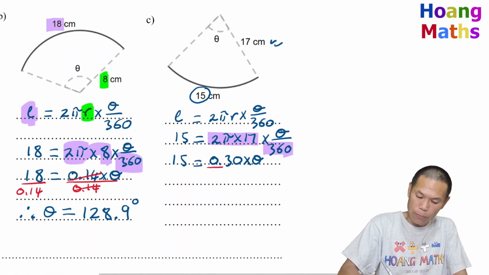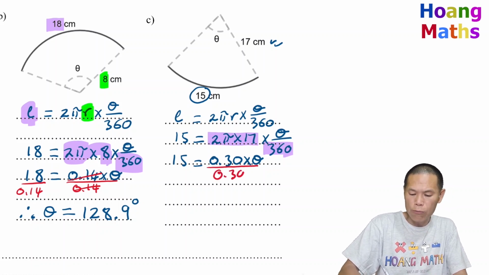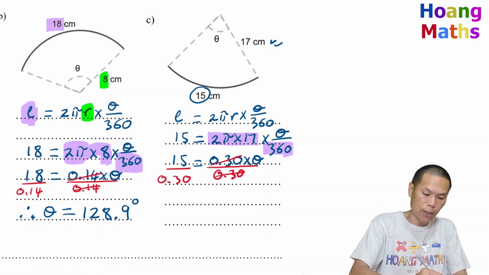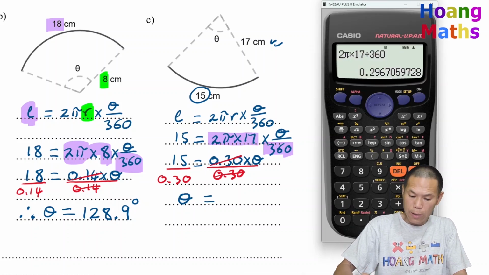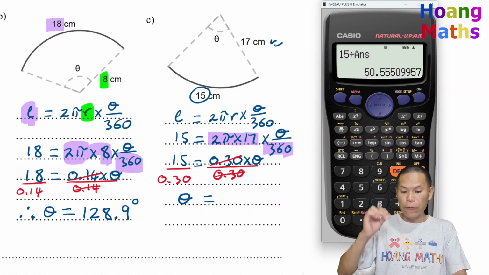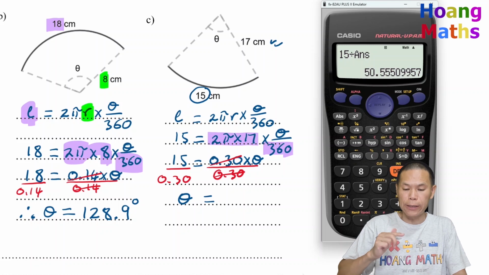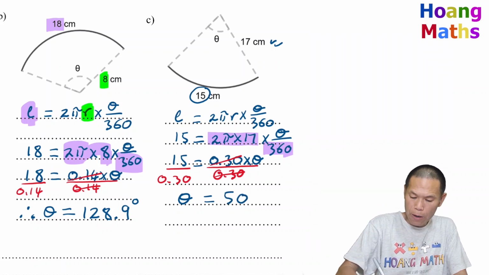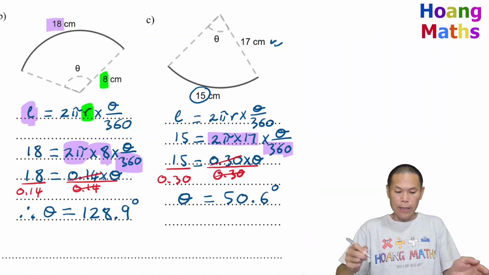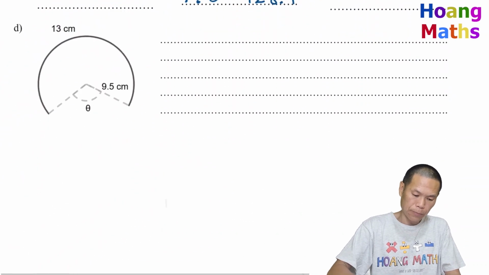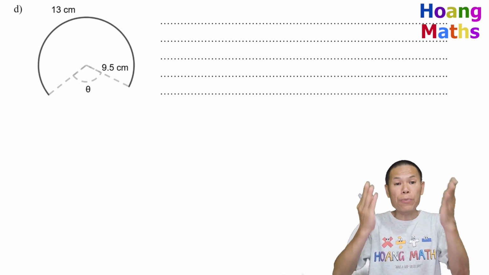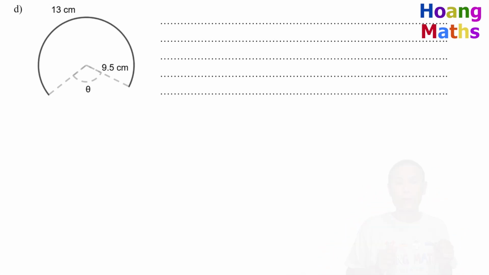So now I just get rid of this by dividing by 0.30, divided by 0.30. So that cancels out. So that is theta equal. So just go 15 divided by the answer. Okay, don't forget. So 50.6 degrees. So 50.6 degrees. That is the angle theta. So there you go. I hope you got it correct. Please stop the video and do this one yourself.